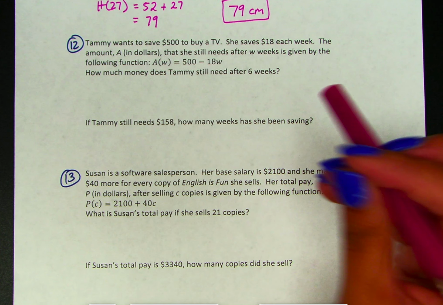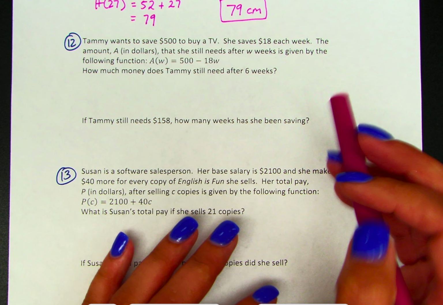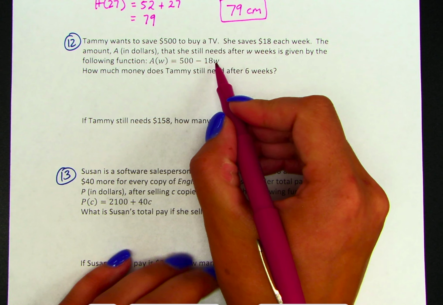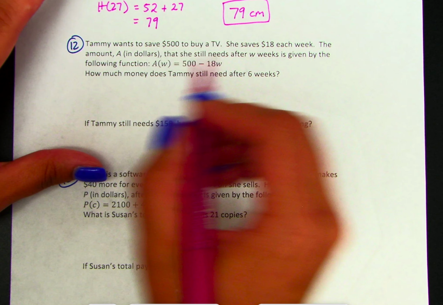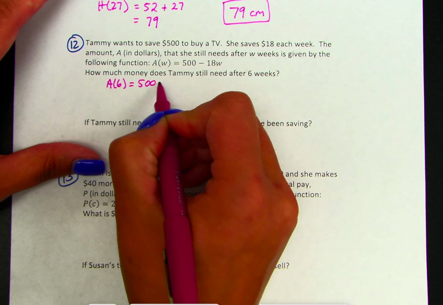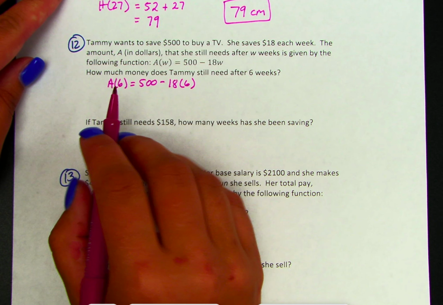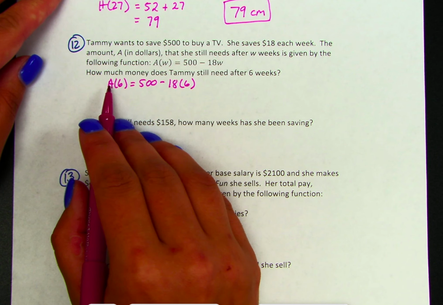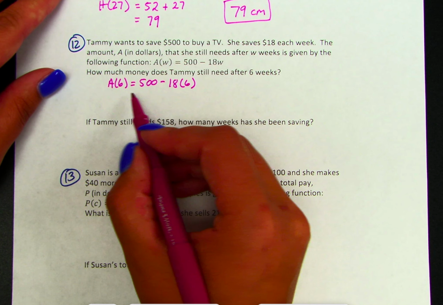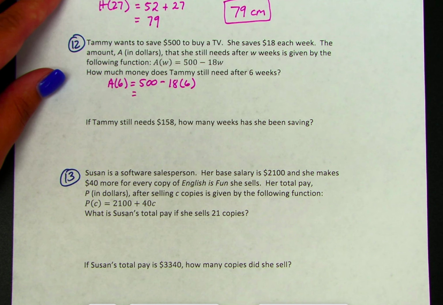All right, so again, they are giving us the number of weeks, so I have to replace the variable that represents that. So we have to replace the W with the 6. So A of 6 equals 500 minus 18 times 6. A is the name of the equation that we used. 6 is what we are substituting in for that variable. So we're not going to do anything more with the left side, and we have to simplify the right side.